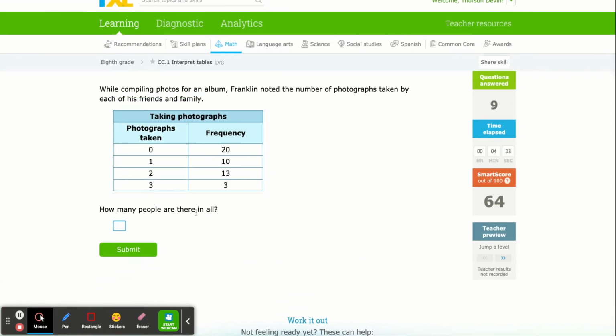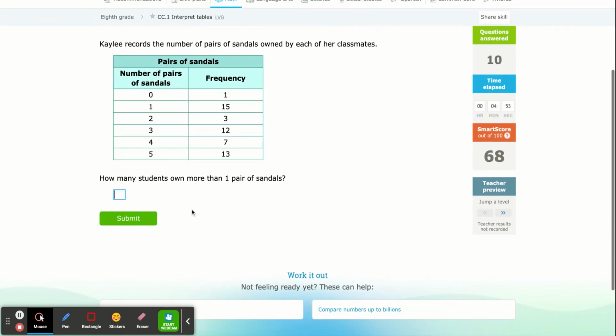How many students are there in all? Again, I don't care how many photographs they've taken. I'm just adding these all up, and I get a total of 46. How many students own more than 1 pair of sandals? Number of pairs of sandals is the first column, so more than 1 pair. So I'm going to do the 2, 3, 4, 5. I'm going to add up these 4 numbers here and get a total of 35.